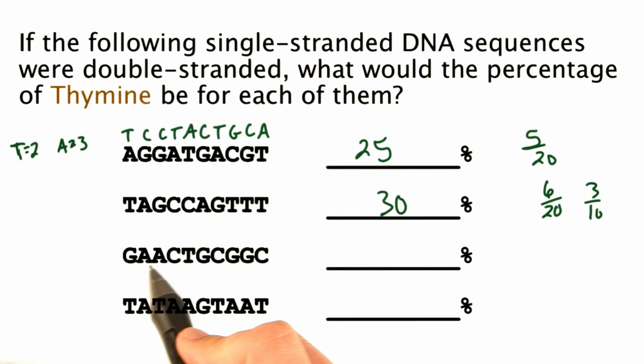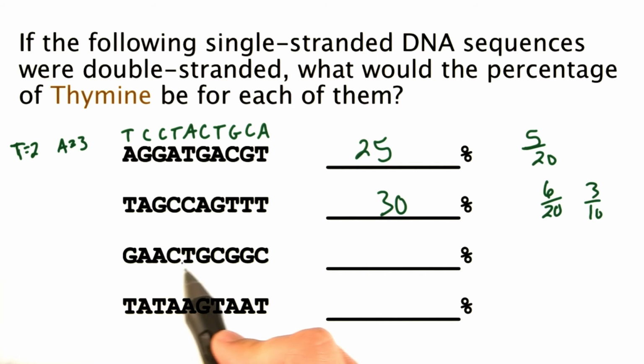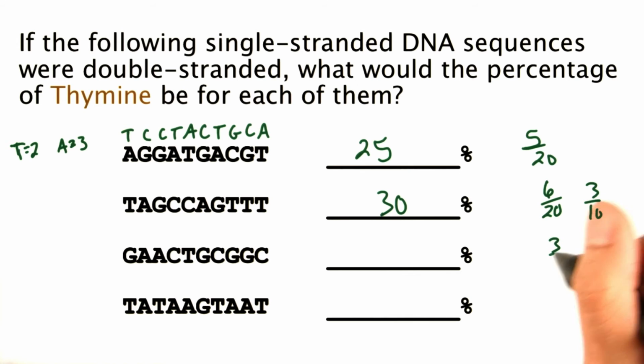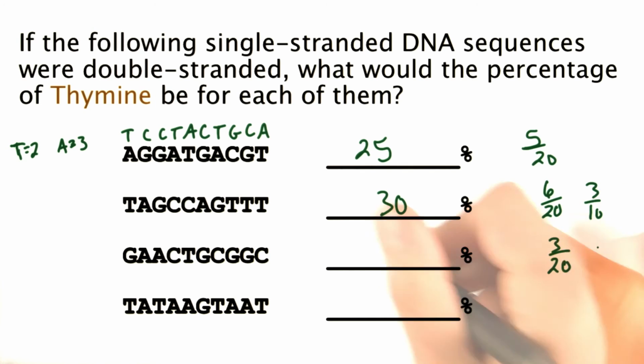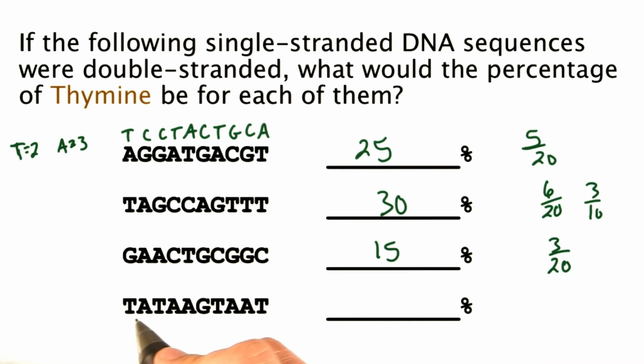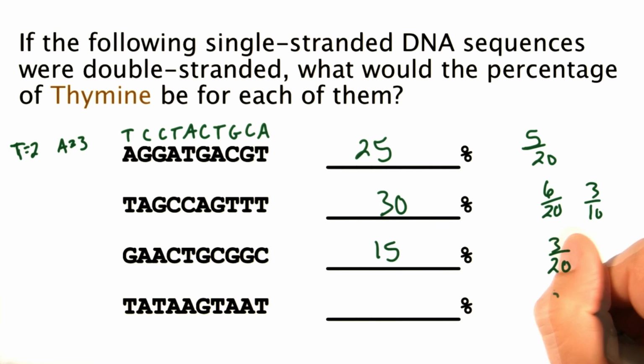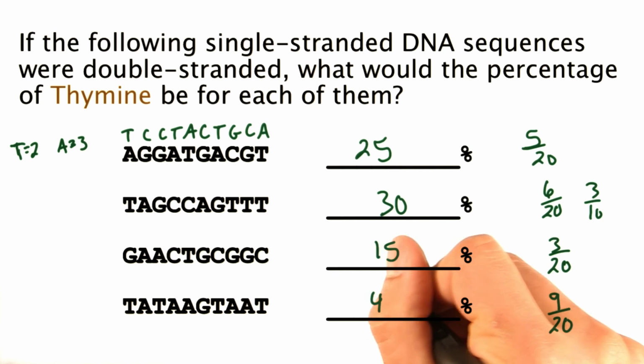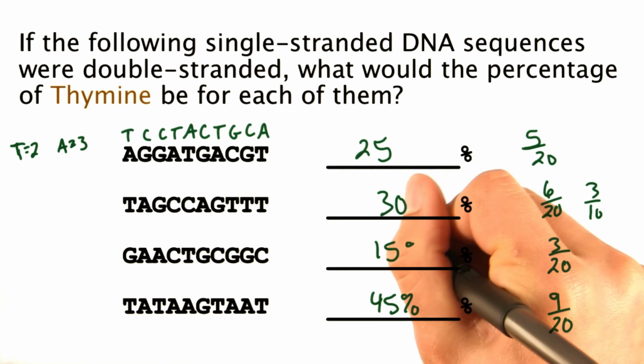For the next one, I've got 1, 2, 3, 3 A's and T's total. 3 out of 20 letters total would be 15%. And then we got 1, 2, 3, 4, 5, 6, 7, 8, 9. 9 A's and T's out of 20, which would be exactly 45%.